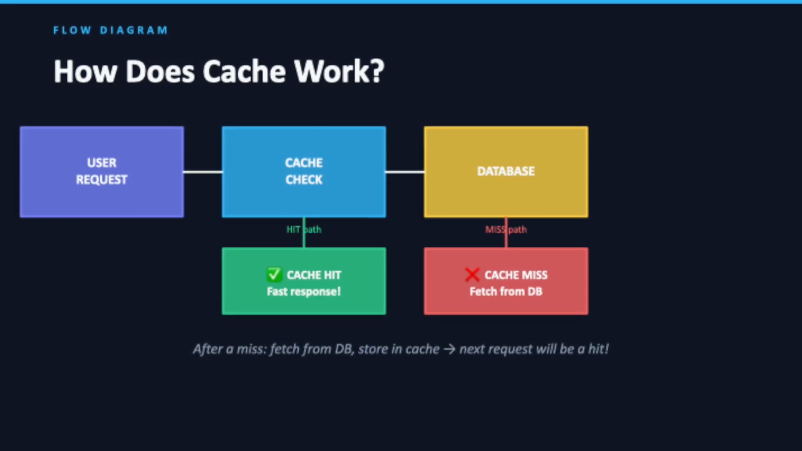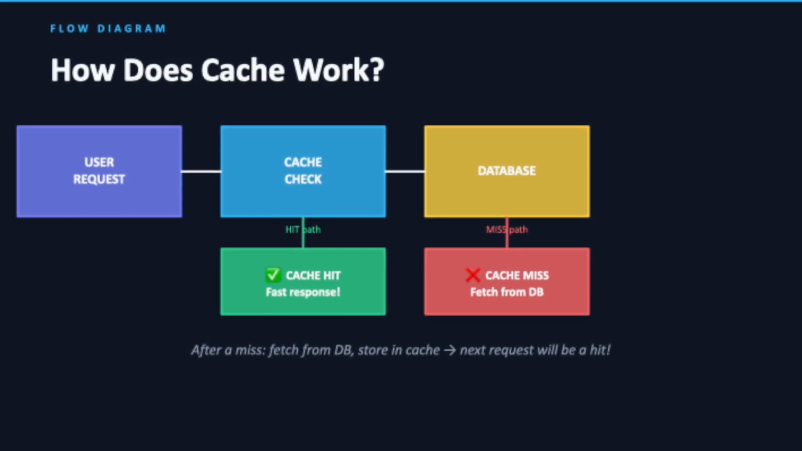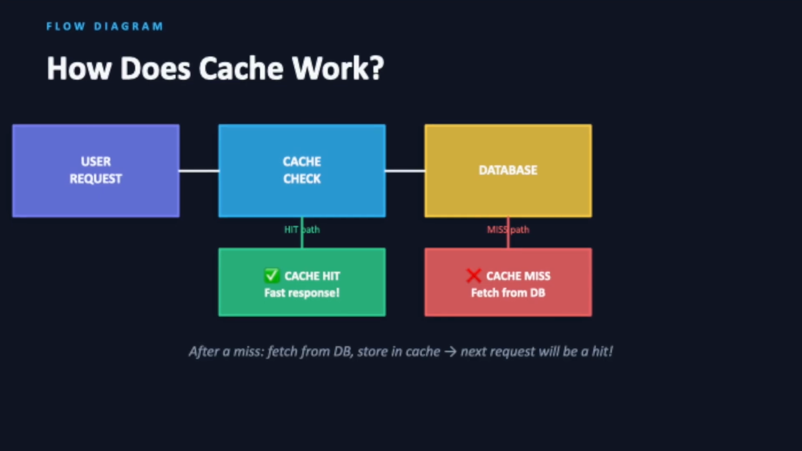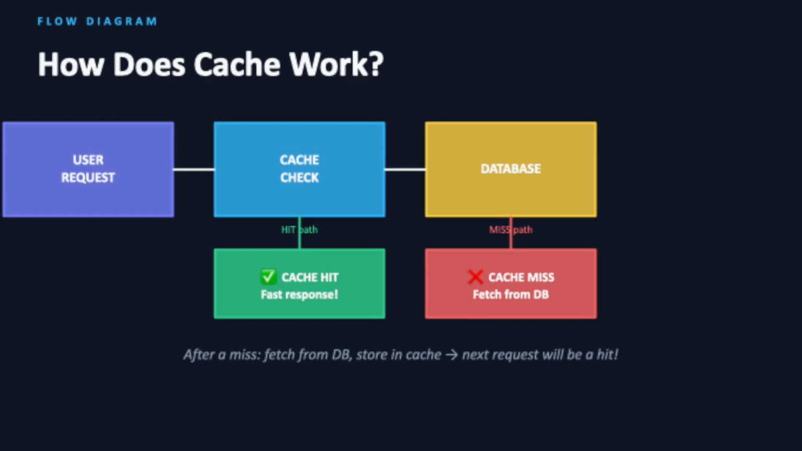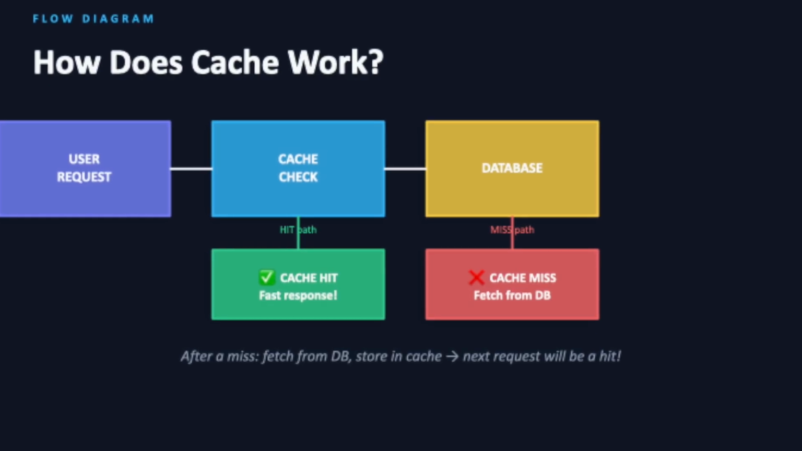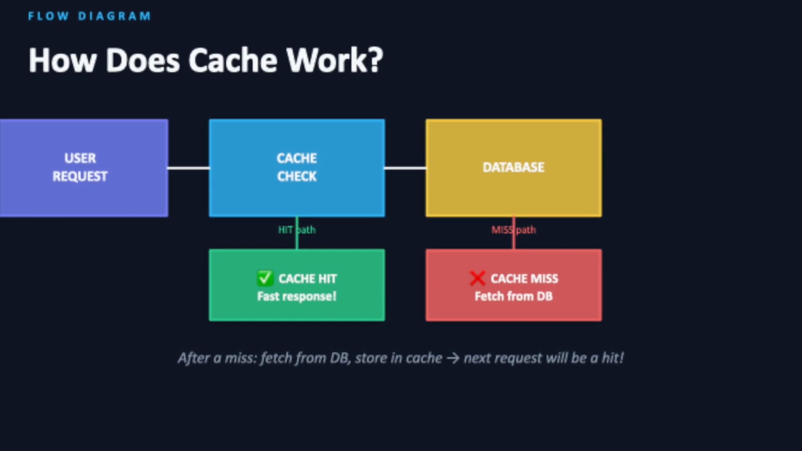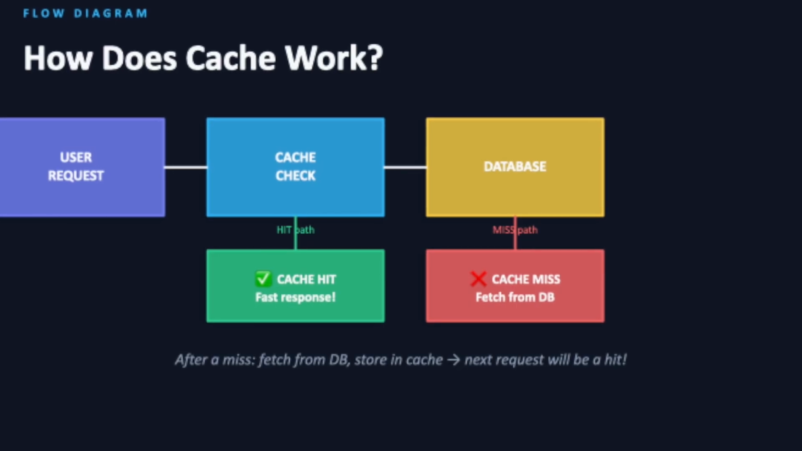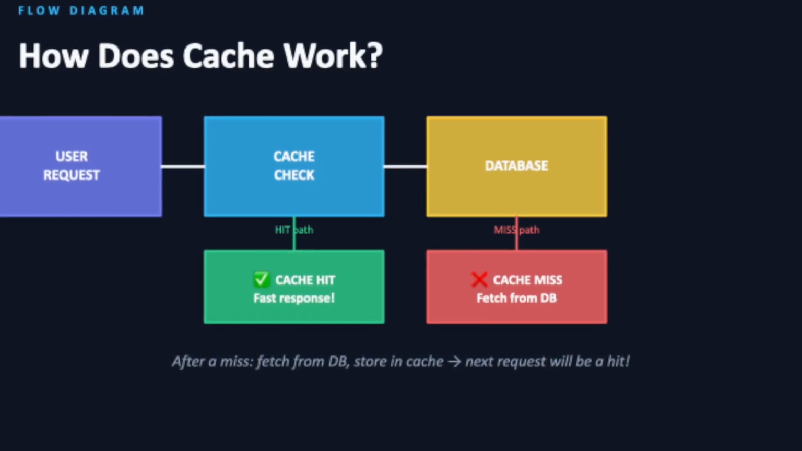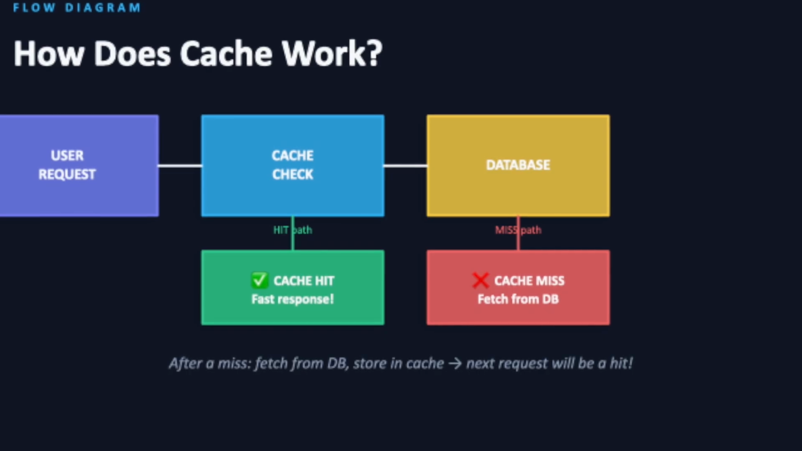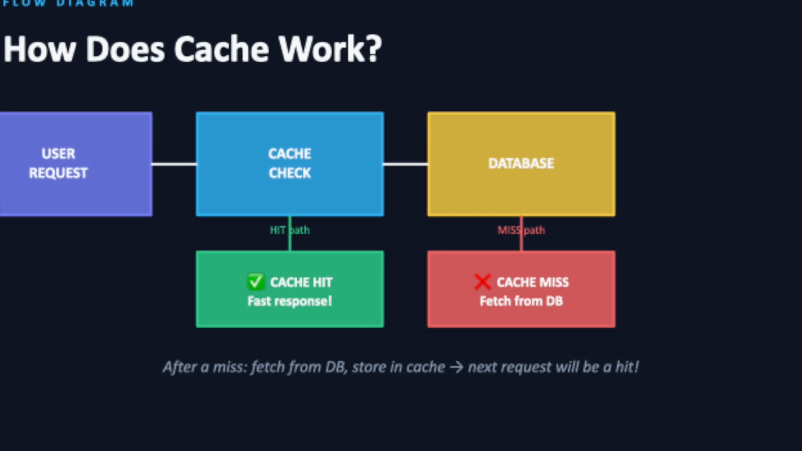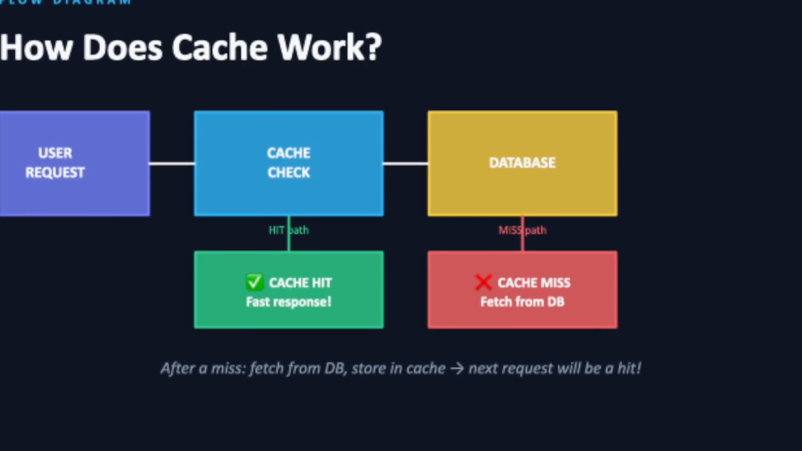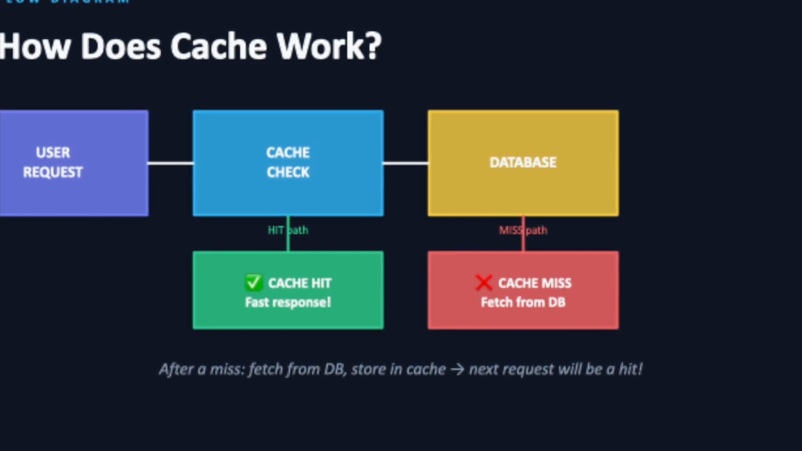So, how does cache actually work? Let me walk you through the flow. A user makes a request. The system first checks the cache. If the data is found there, that is called a cache hit. The response is returned immediately, fast, cheap, and efficient. If the data is not in the cache, that is called a cache miss. The system then goes to the database, fetches the data, stores it in the cache for next time, and returns a response. So the first request is slow, but every request after that is fast.